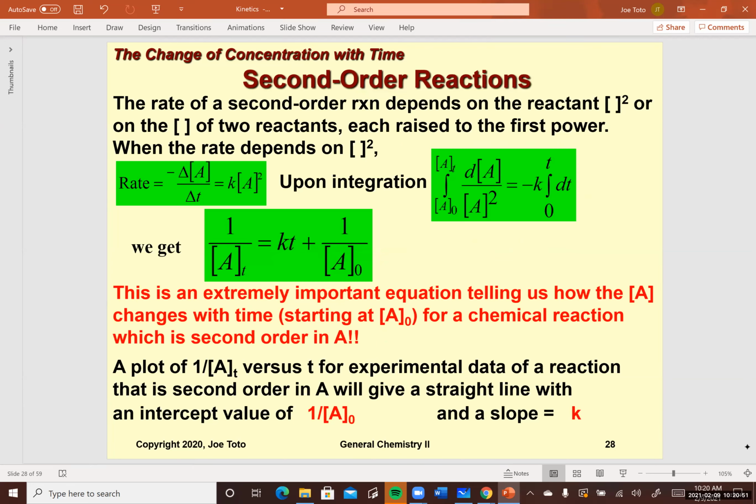Now this is the second order stuff. And again, we go back to the rate law, the second order. I know that that has to equal minus delta A over delta T. I integrate through concentration space again, time space, and I get this integrated rate law.